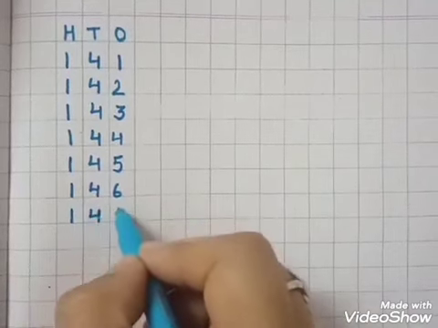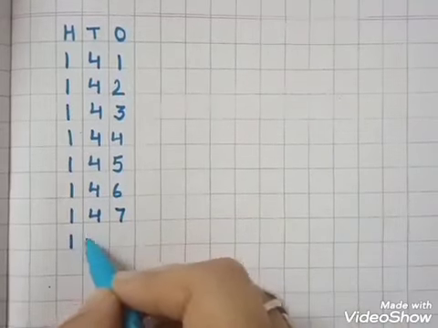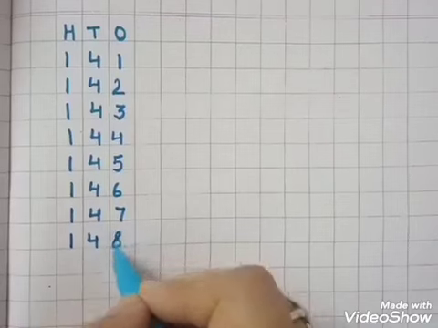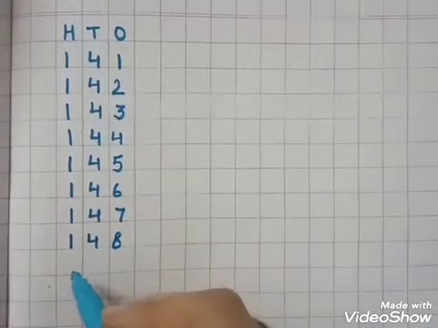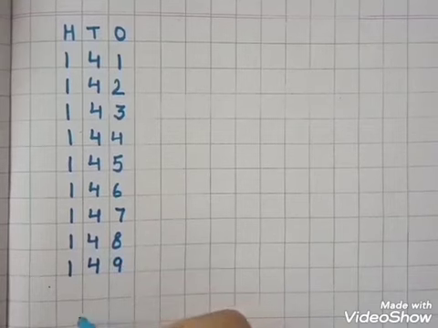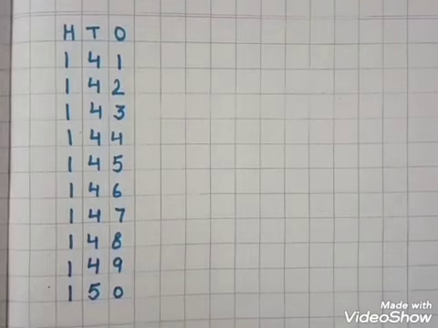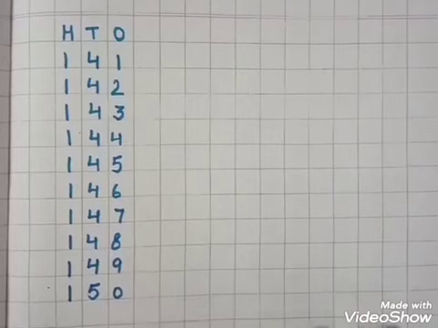1 4 7, 147. 1 4 8, 148. 1 4 9, 149. 1 5 0. It's 150.